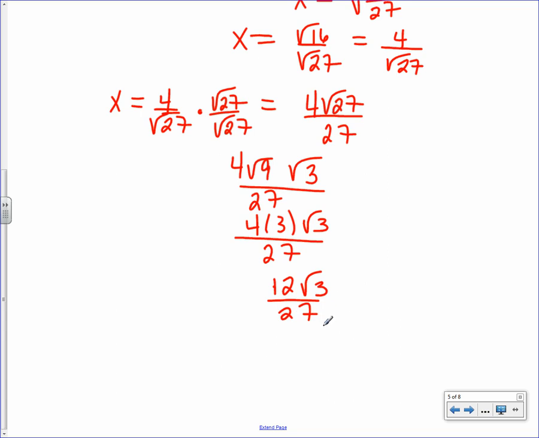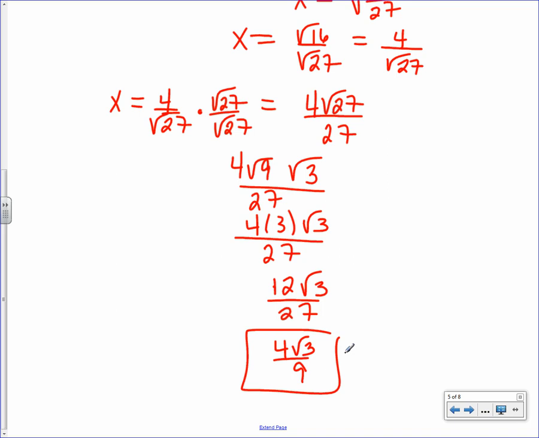And what's 12 over 27 reduced to? 4 over, what did you say? 4 over what? 9, yeah. So 4 root 3 over 9. That's just one way to do it. I'm happy to show you the other option too if you want.